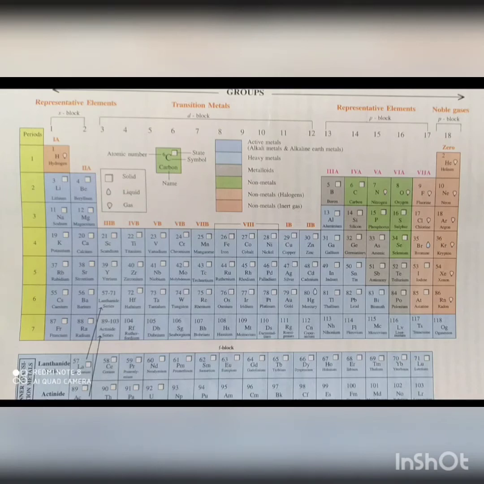Good morning, students. Today we will continue with our chapter periodic table. We have studied in the last video that the modern periodic table follows the modern periodic law, according to which physical and chemical properties of elements are a periodic function of their atomic number. This table was made by Henry Moseley. As you can see in the figure, this is the modern periodic table.